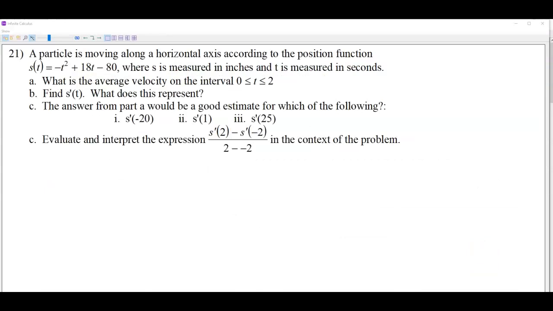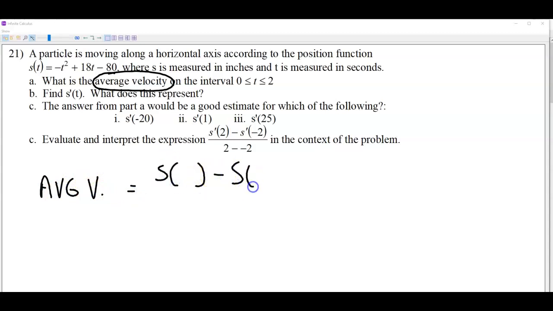A particle is moving along a horizontal axis according to the position function s. It's measured in inches, and time is measured in seconds. Part A is asking us to find the average velocity on the interval of 0 to 2. So average velocity is given by the formula s of time 1 minus s of time 2 over time 1 minus time 2. And these are our times.